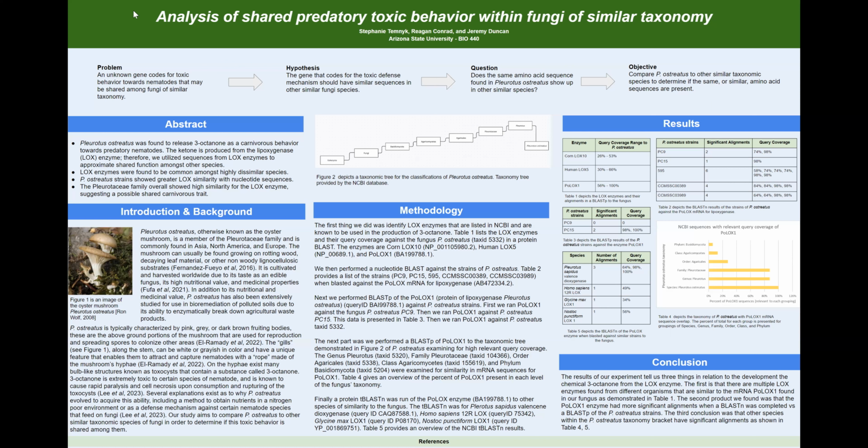So the implications of this, and what we thought originally with our hypothesis, is that other organisms within our organism's taxonomy bracket actually do have similar genes that allow them to demonstrate a similar toxic behavior. And that is what we found from our study using BLASTN and BLASTP for our organism versus other organisms in its taxonomic bracket.